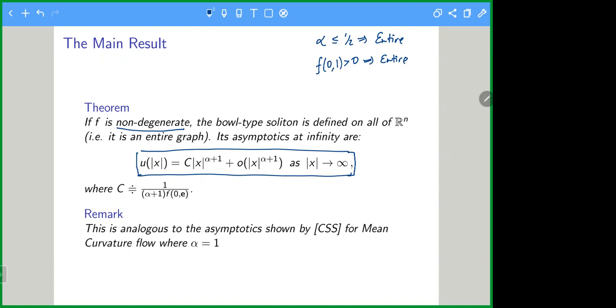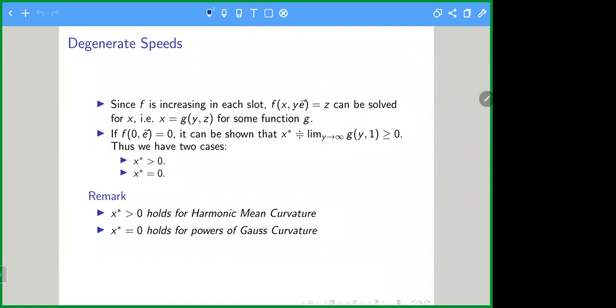So then, when do we get non-entire solutions, solutions that live inside cylinders? That's even more delicate than this, so I'll discuss that now. Okay. So maybe I'll give an example of this. Here let's talk about the degenerate speeds, where the speed vanishes when one of the principal curvatures vanishes.